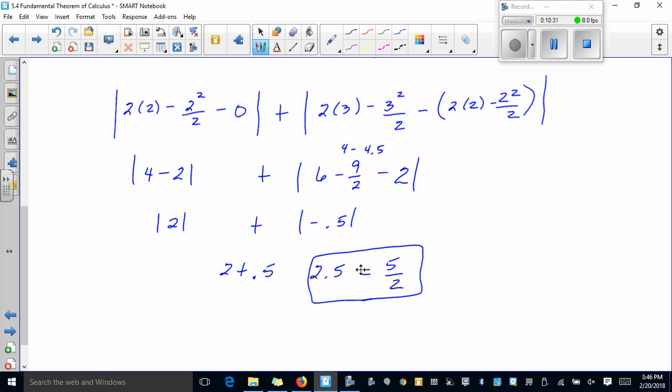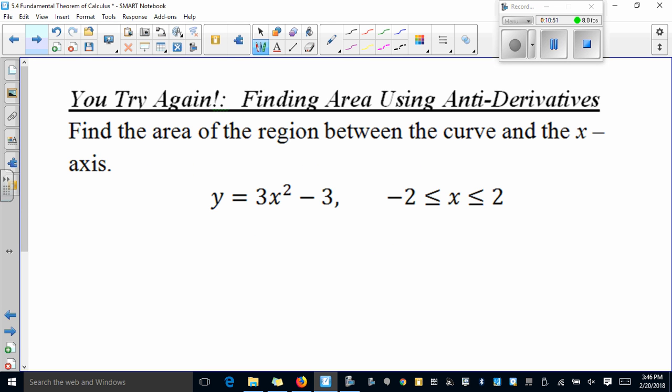Okay, let's try one more. So this time we have 3x squared minus 3 from negative 2 to 2. So we come over here, do our little math. 3x squared minus 3 equals 0. If I divide through by 3, I get x squared minus 1 equals 0. Move the 1 to the other side. X squared equals 1. Square root both sides. We get x equals plus or minus 1. And they are both in the interval, so we've got a lot going on with this guy.